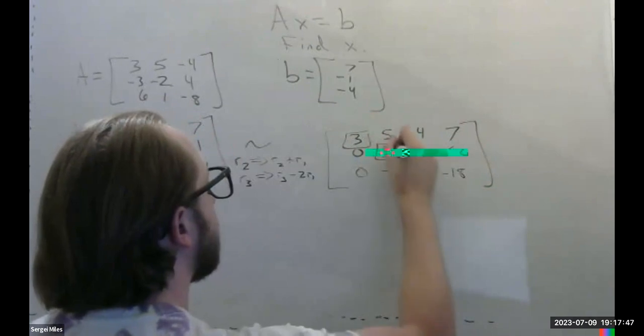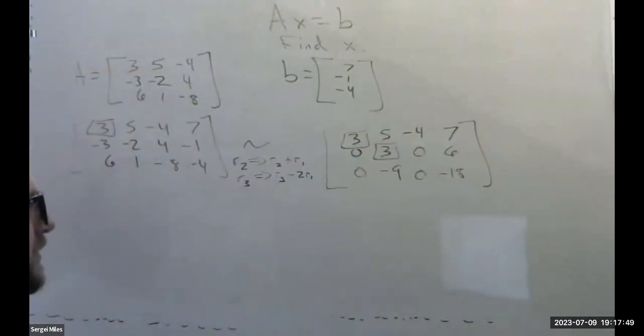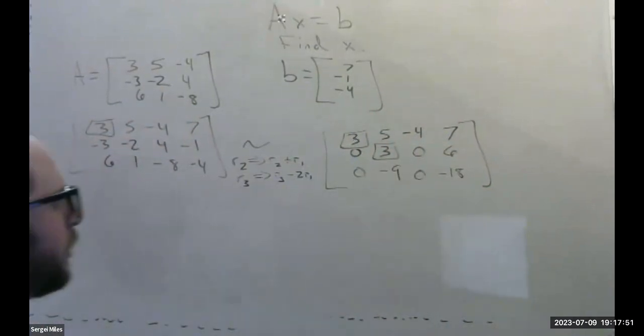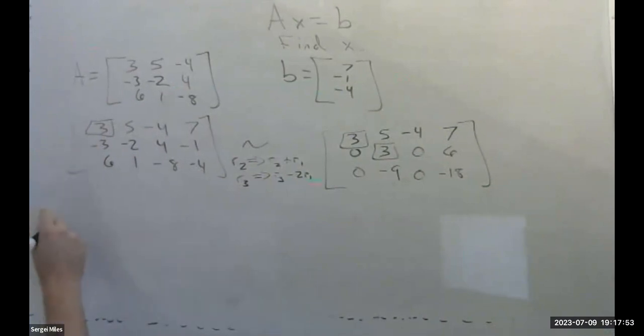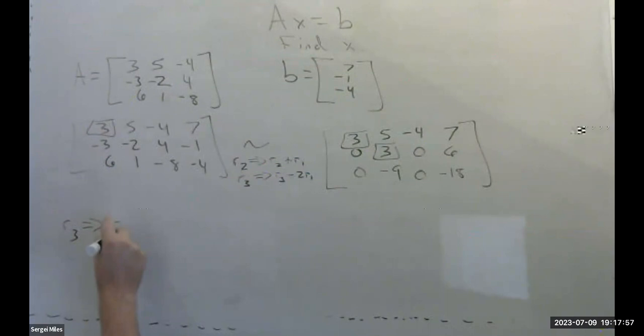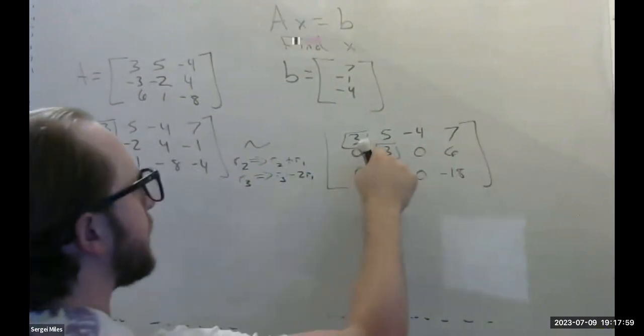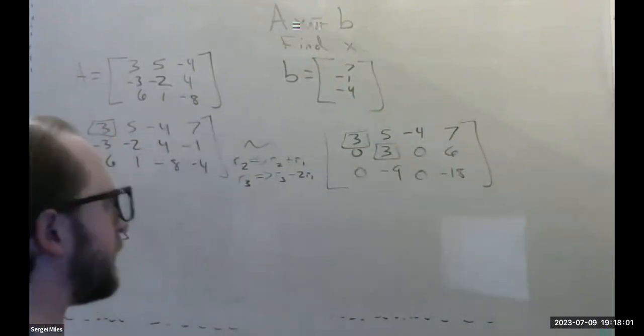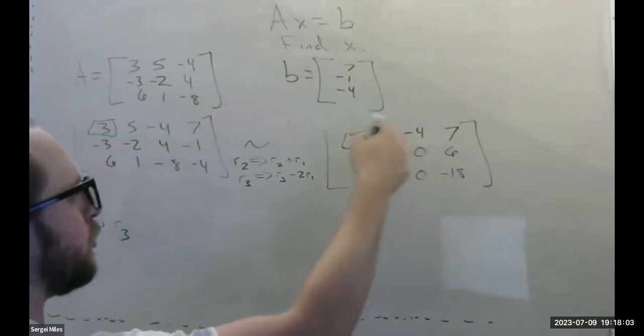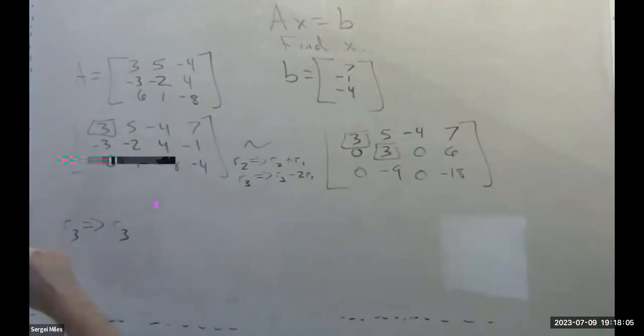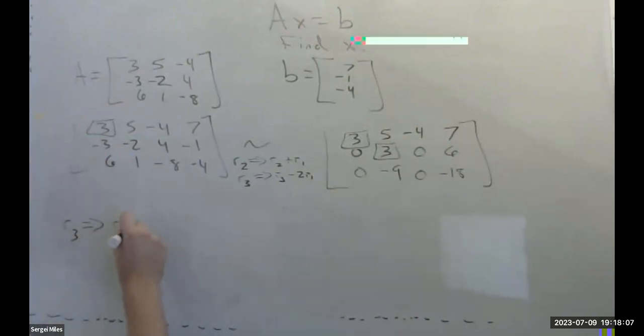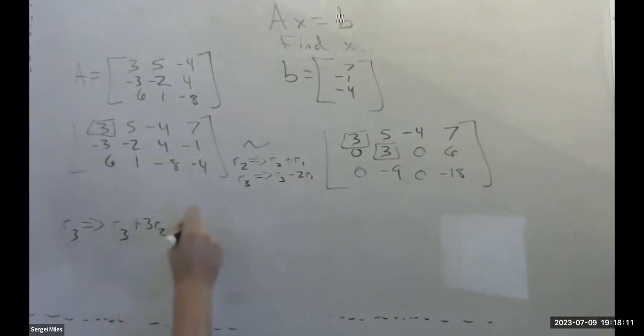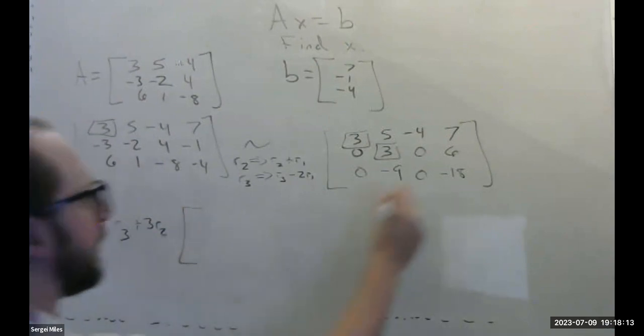Okay, so we're almost there. I'd like to get a pivot in the second column, which means I need zeros below it. So I'm going to modify row 3 with the row that has the pivot, because I'm trying to create a pivot. So I'm going to use row 2 to modify row 3. I'm going to take row 3 and add 3 times row 2 to it. So what will that give me?